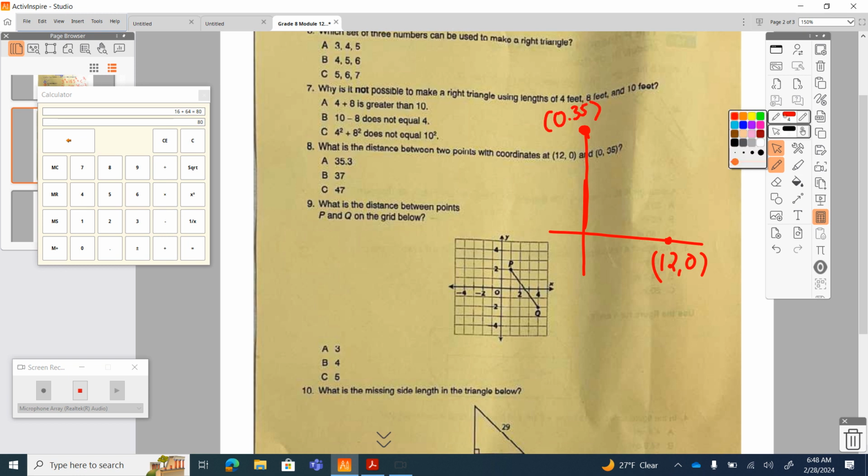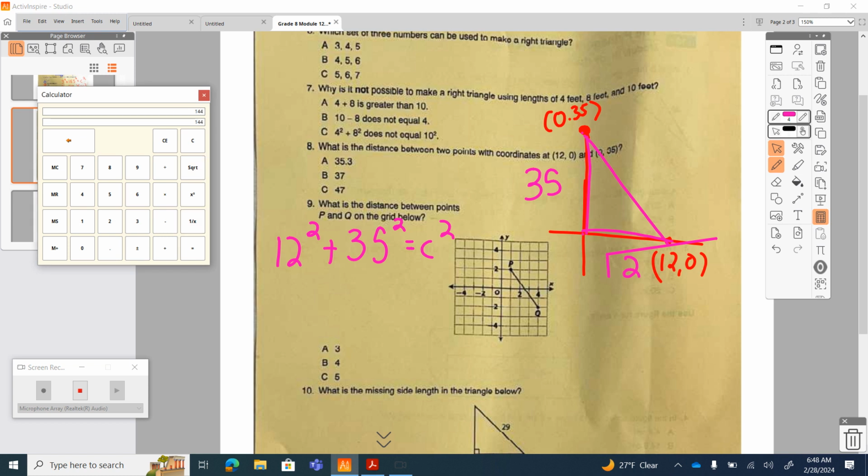so if I turn this into a triangle, if I go from 0, 0 to 12, 0, that's 12 spaces. And if I go from 0, 0 to 0, 35, that's 35 spaces. Okay? So now I can use Pythagorean theorem. Again, you probably at this point are not writing this out. You're probably just saying, okay, 12 squared, I just knew it was 144.